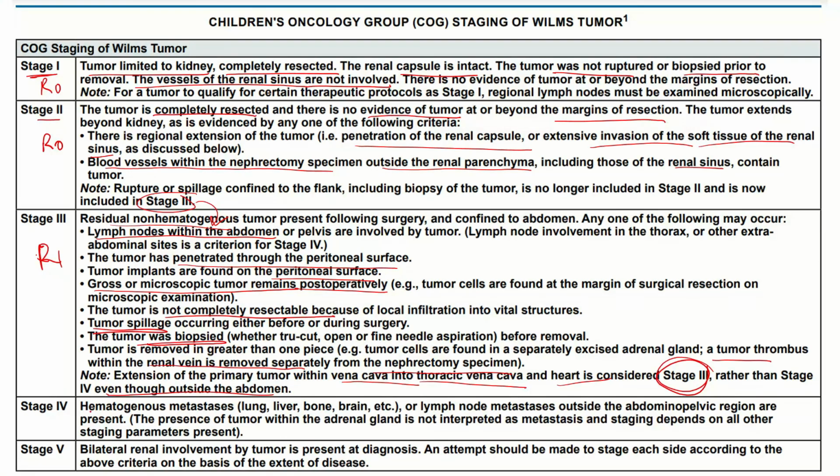Coming to stage 4, hematogenous metastasis to liver, lung, bone, brain, and lymph node metastasis outside the abdominopelvic region. Stage 5 is bilateral renal involvement by the tumor.